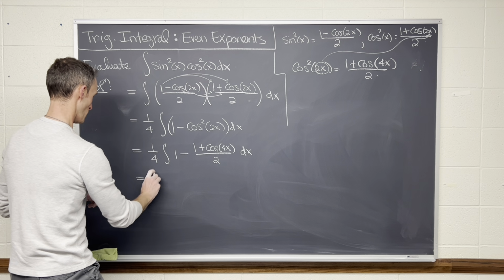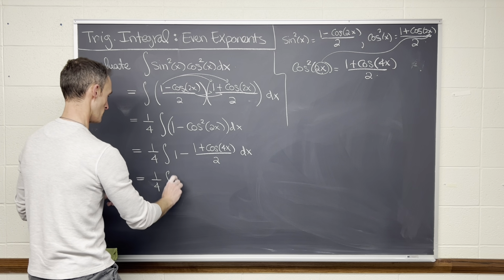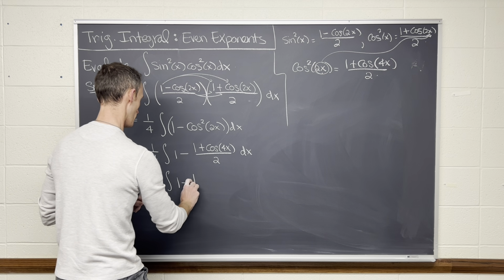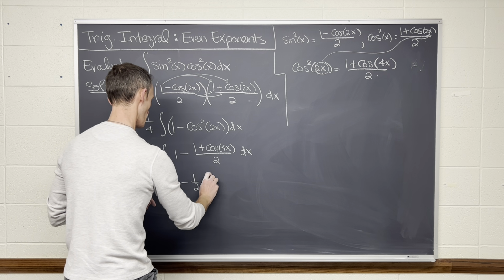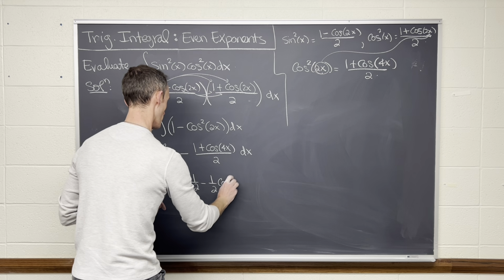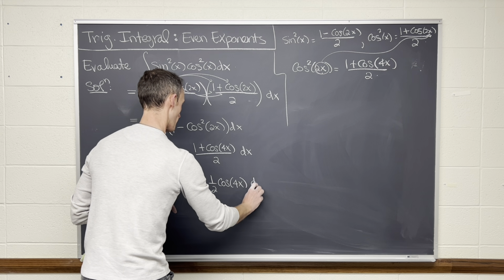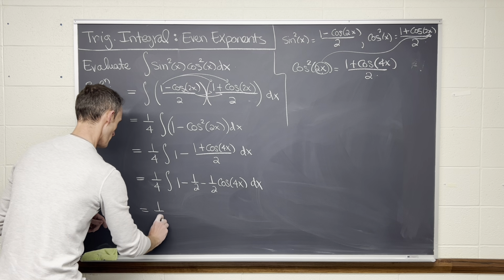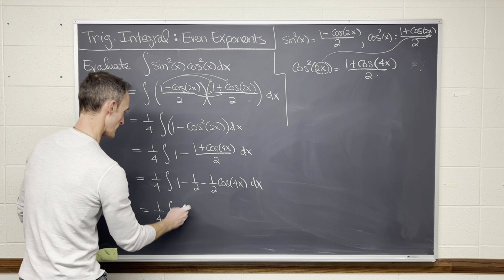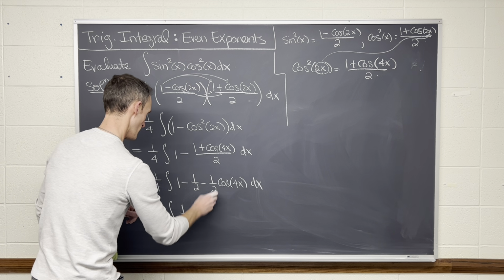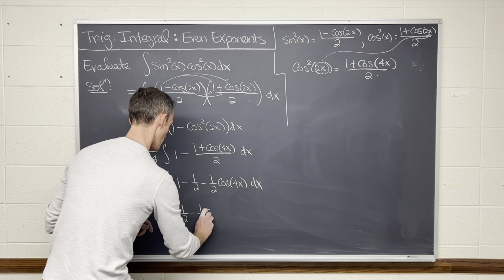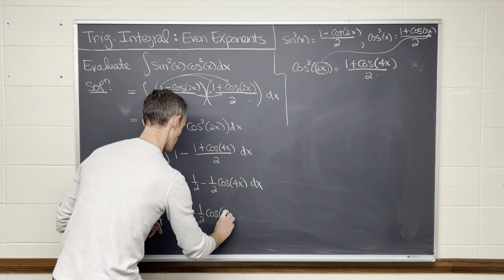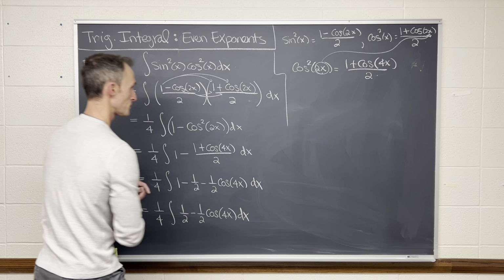Okay, so what is that? 1/4 integral, this is 1 minus 1/2 minus 1/2 cosine of 4x. All right, bear with me, we're almost there. Is equal to 1/4 integral, okay, 1 minus 1/2 is 1/2. That's beautiful. And I get minus 1/2 cosine of 4x dx.